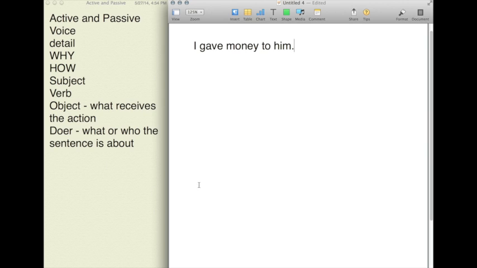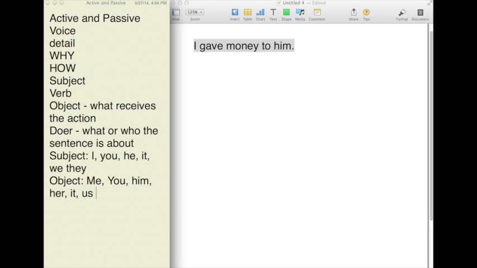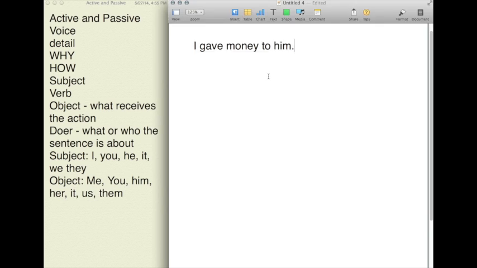Now we have some typical or common subject forms and object forms. Let me go over those quickly. Usually a subject, at the beginning of the sentence, will be I, you, he, it, we, they. And the object will typically be, in this kind of sentence anyway, me, you, him, her, it, us, them, right? So him is the object of the sentence. So it is this form, not he.